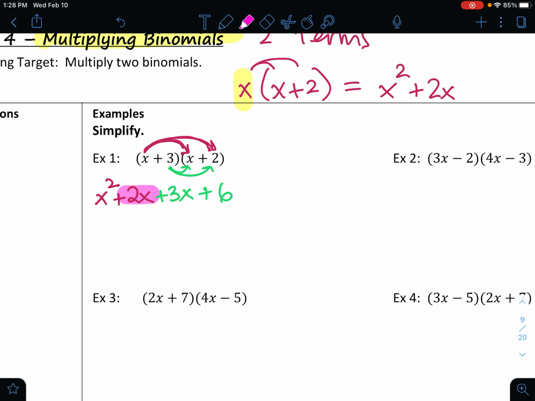I want to notice that the two x terms are like terms. So I can add those together. So if I have 2x plus 3x, I have 5 x's all together. So bring down x squared. I'm going to combine my like terms together and then bring down 6 because there's nothing else to add to it. And that's it. This is my simplified answer after I multiplied together my binomials.